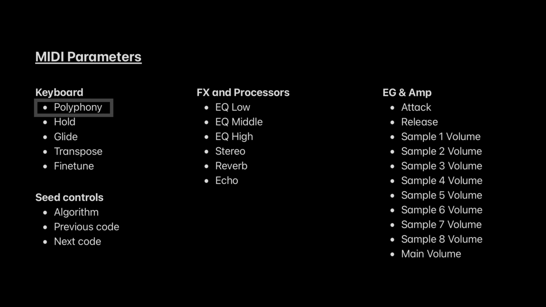The lock button that allows you to lock seeds, well, it can also become a hold button, but only when you're playing notes. So what you might want to map is polyphony, which is variable between 1 up to 16 voices. And then we've got glide, transpose, and fine tune.